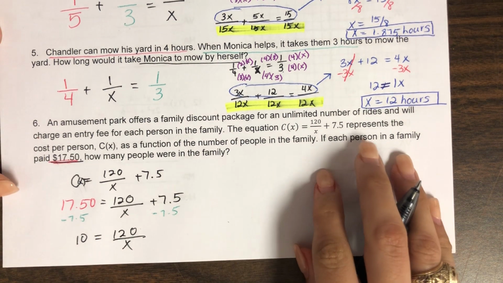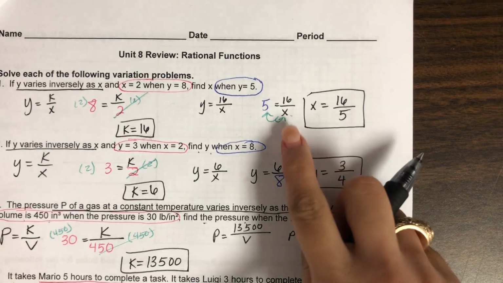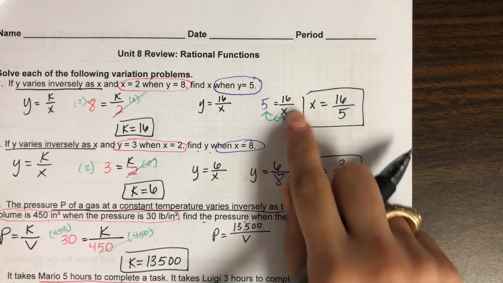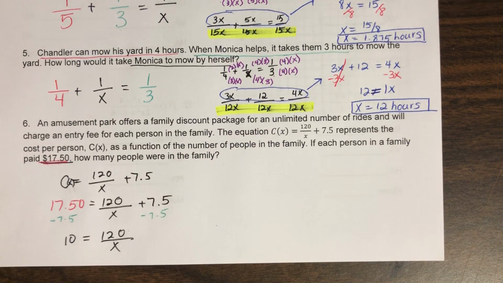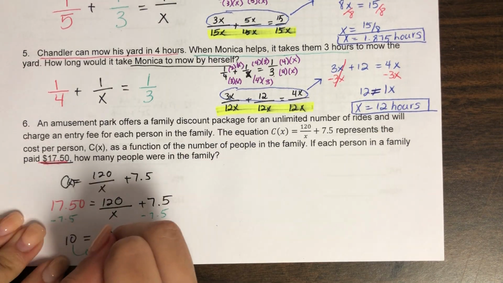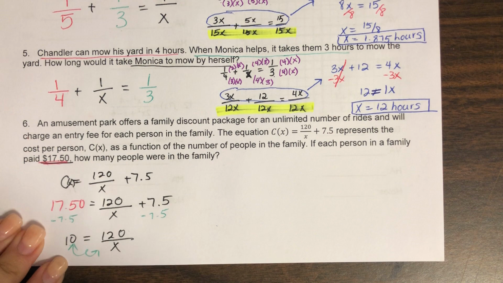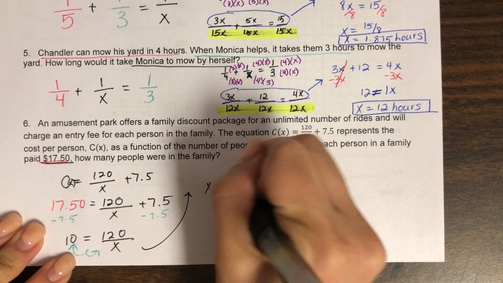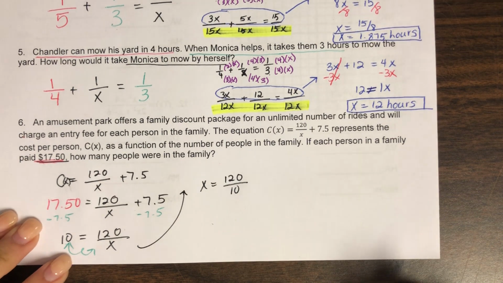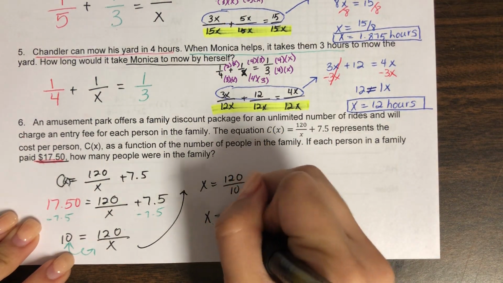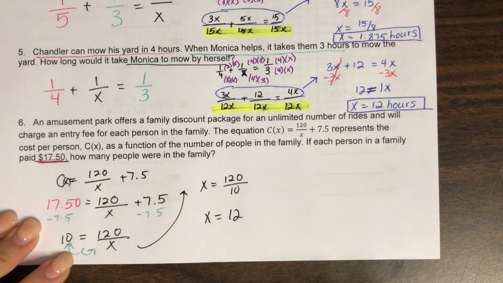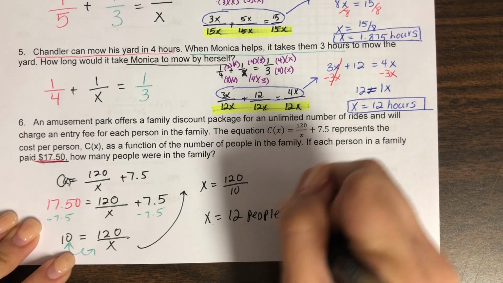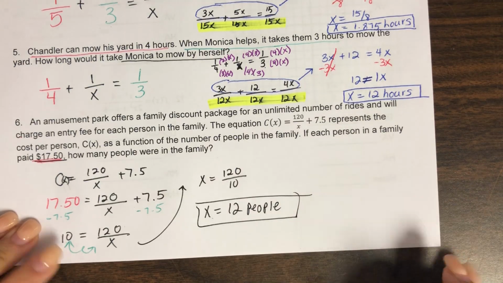So remember our trick from before up here? We had all our values put in except for the denominator that x was missing, so we're going to be able to do that same thing right here. So bringing this up here, we have x is equal to 120 over 10. You can drop those zeros, so x is equal to 12. 12 what? People. 12 people were in that family.